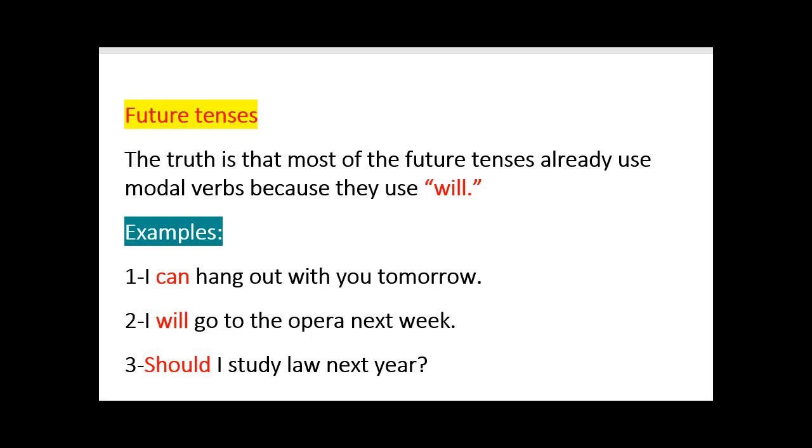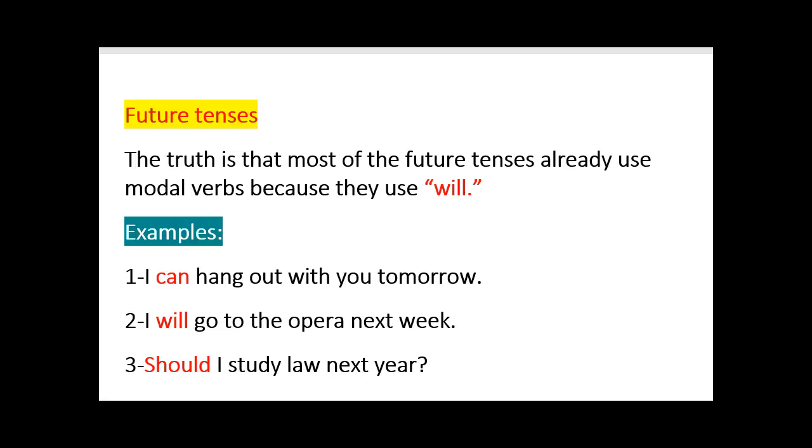For the future, we always use will, as we know. But sometimes we use can, sometimes we use should. Like I can hang out with you tomorrow. Here we got subject, modal verb, main verb, and object and time expression, tomorrow.